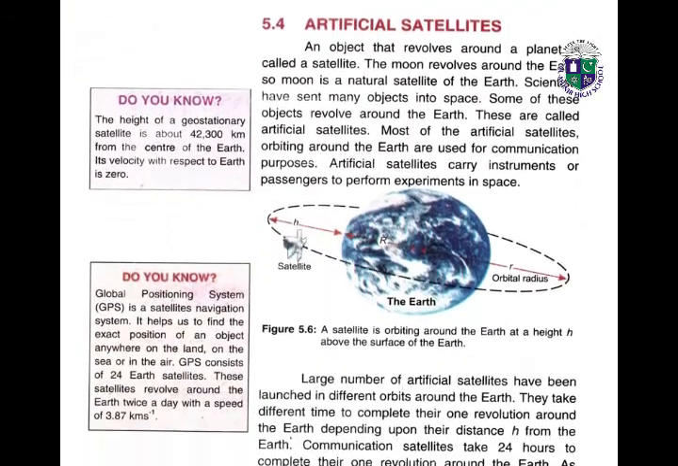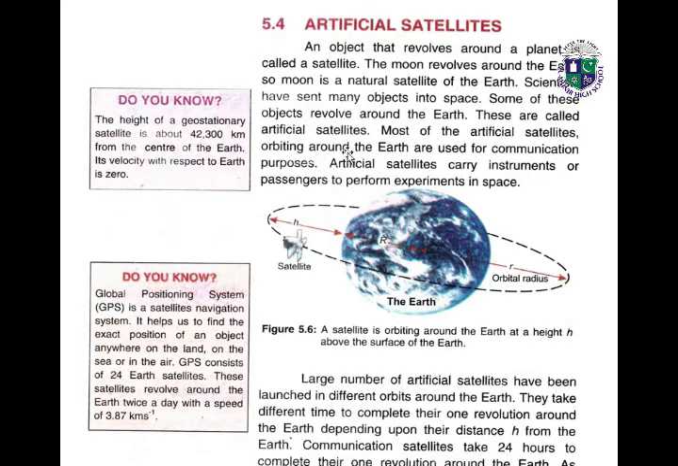Next students, we have the topic of artificial satellites. An object that revolves around a planet is called a satellite. So this is the definition of a satellite. The moon revolves around the earth. Yes, we know that. So the moon is a natural satellite of the earth. Scientists have sent many artificial satellites into space. Some of these objects revolve around the earth and these are called artificial satellites. This is the definition of an artificial satellite.